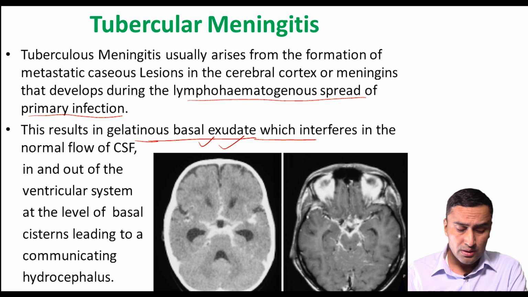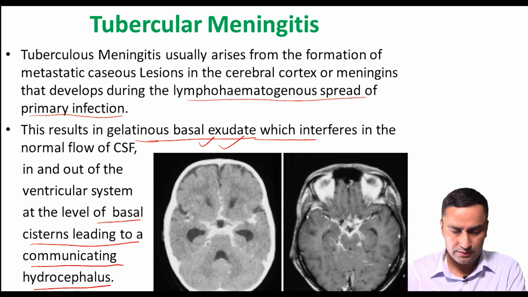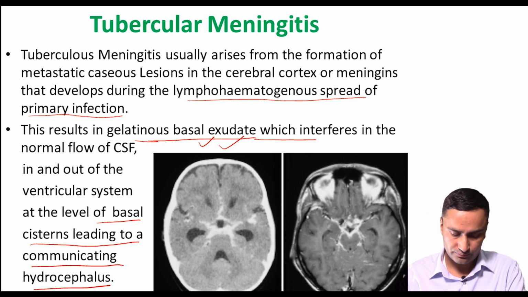Out of the ventricular system at the level of the basal cisterna, this basal exudate leads to obstruction, and this obstruction leads to communicating type of hydrocephalus.